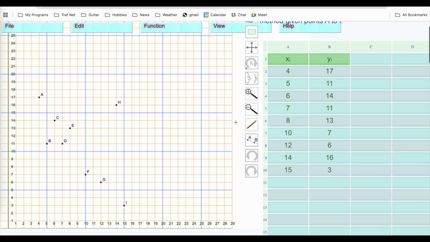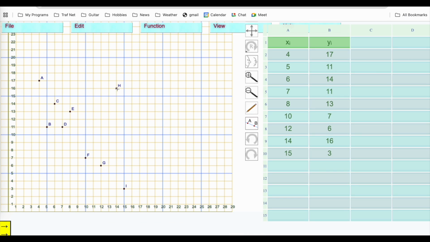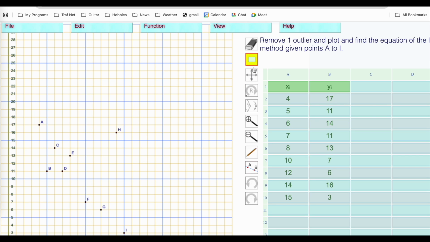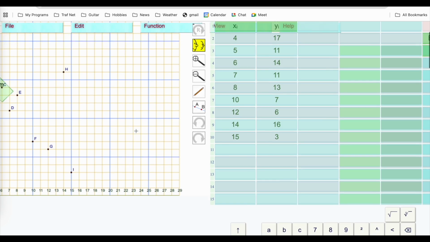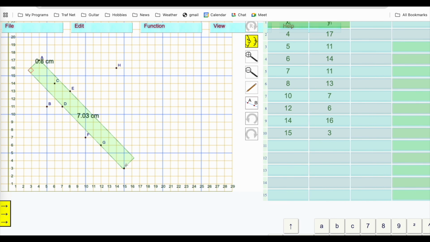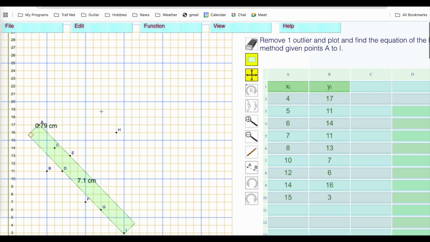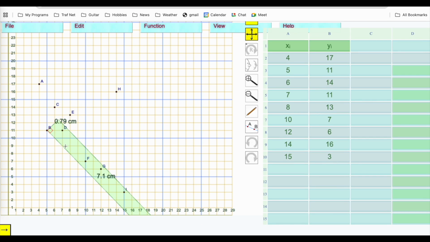Let's do one more. Looks like the H is the outlier here. If we quickly made our rectangle, going through the A, rotate that about the A, point it down to the I, and we can see that that goes through almost all the points. I'm going to rotate it off of the B. Not that you need to do this. We've already established that it's definitely H is the outlier.